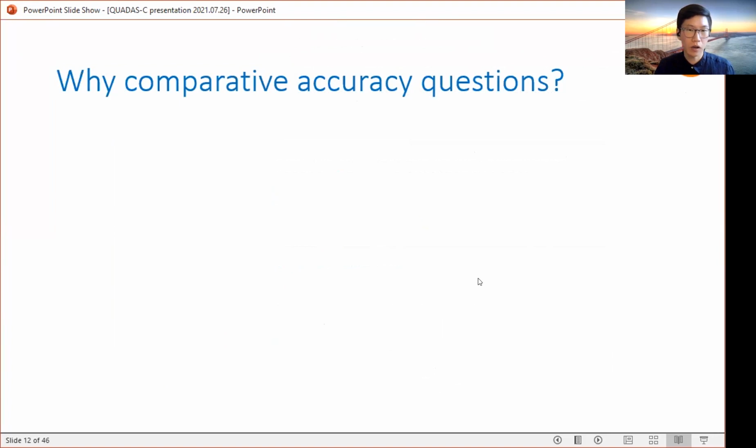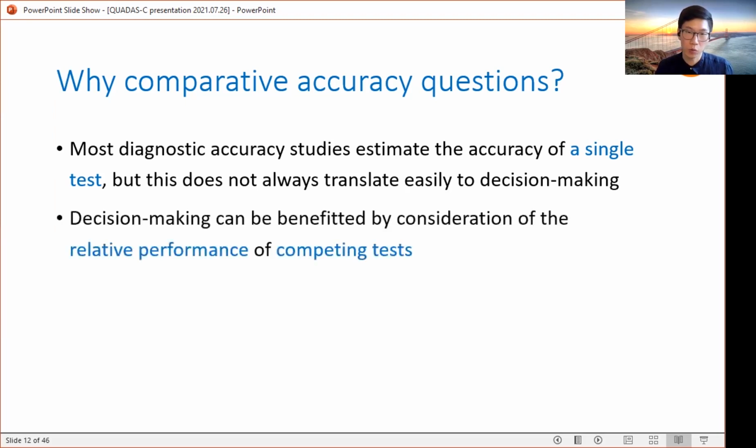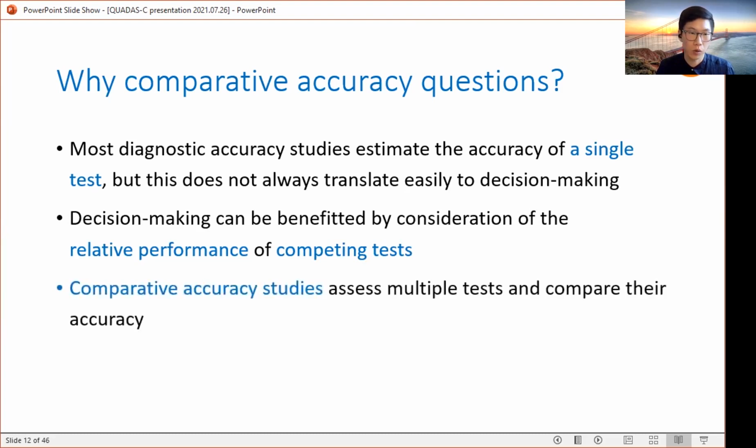So why are comparative accuracy questions important? As you might know, most diagnostic accuracy studies estimate the accuracy of a single index test. However, this does not always translate easily to decision-making. That is because decision-making often involves the consideration of alternatives. And decision-making can therefore benefit from the consideration of the relative performance of competing tests or alternative tests. So comparative accuracy studies do exactly this by assessing multiple tests and comparing their accuracy.